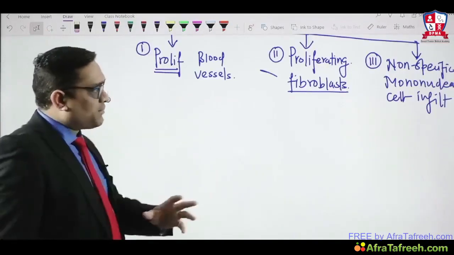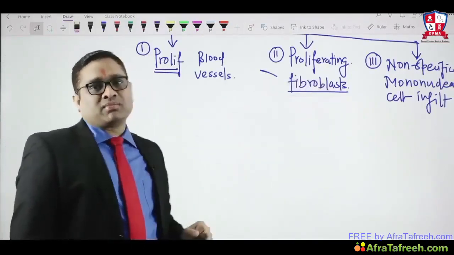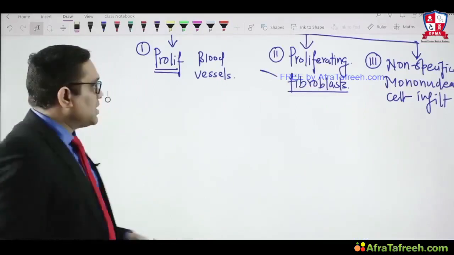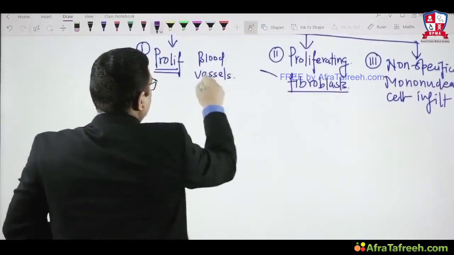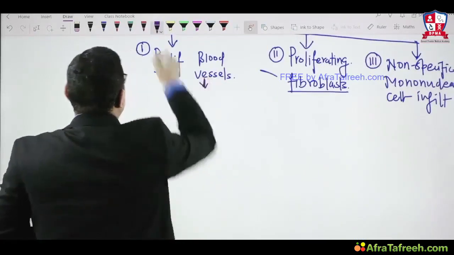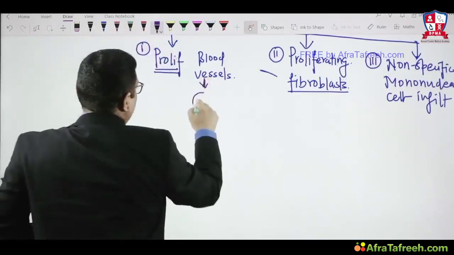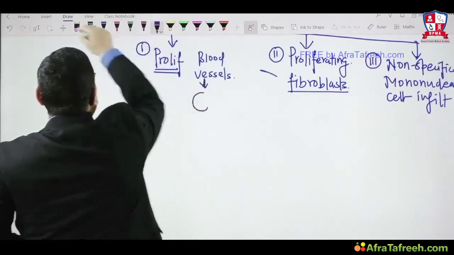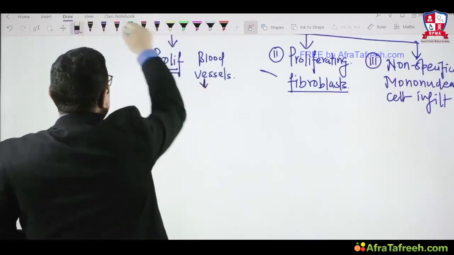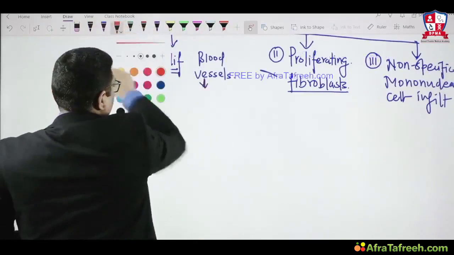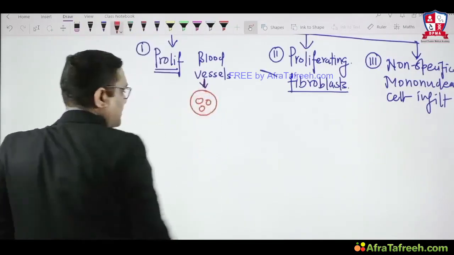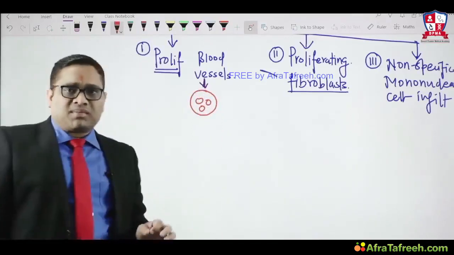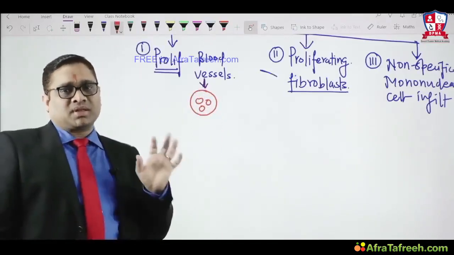So how are we going to identify it? All three components we should be able to see on microscopic examination. First, we will learn how to identify a blood vessel. A blood vessel is identified when you see a lumen, and the lumen is having RBCs, right? So when a lumen is having RBCs, it means we are looking at a blood vessel, right?